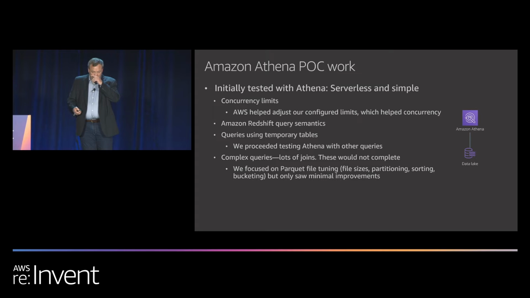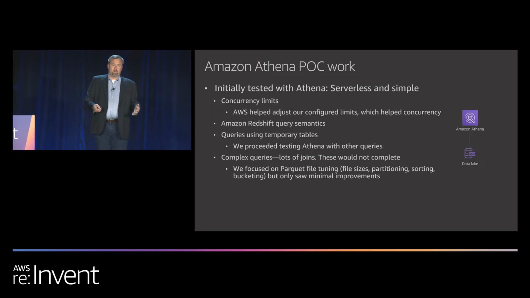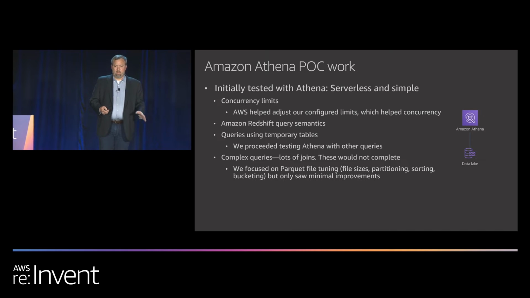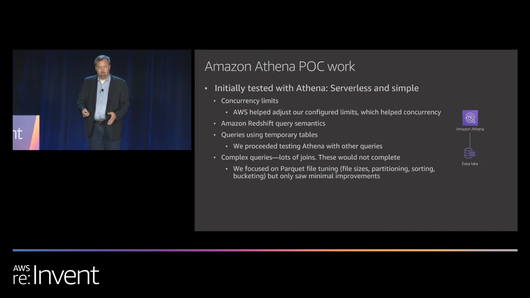Next, we noticed that when we ran our queries, a lot of them were not completing. And we noticed that these were the very complex queries with lots of different joins. The data at Nasdaq is very disparate, and in order to get a result set back that makes sense, you typically require lots of joins against lots of different tables. And those queries were not performing on Athena. We spent some time trying to optimize the Parquet files, but really only saw minimal improvements.